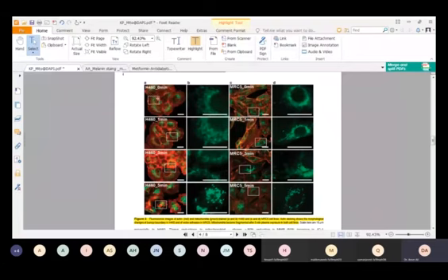So let's discuss this sample, this image. The red color is actin, which is stained with phalloidin. In morphology, you can see here in the treated sample, and you can compare with this control sample.